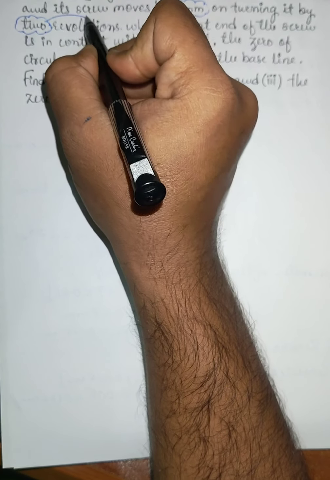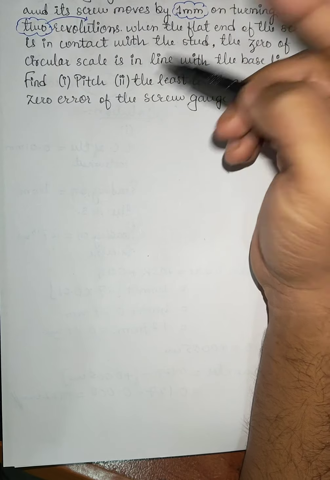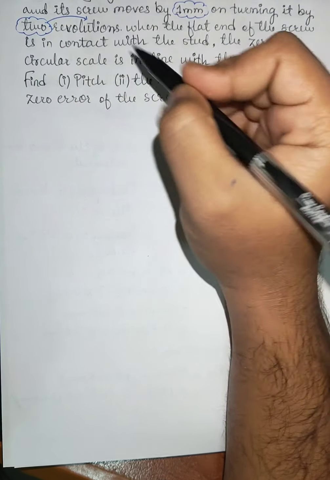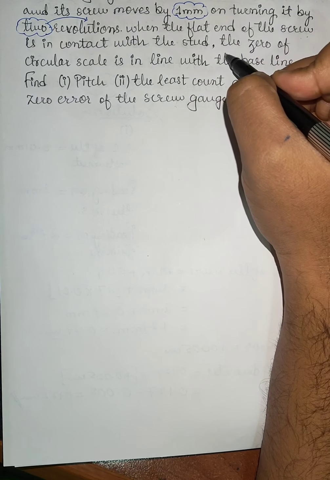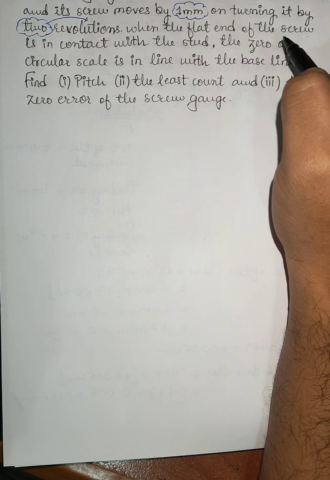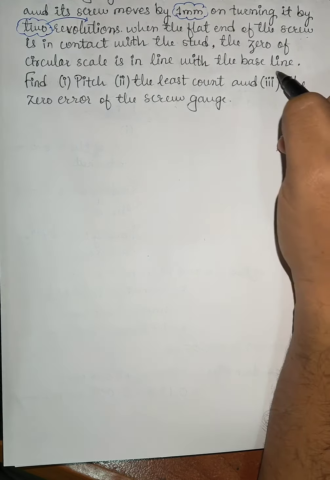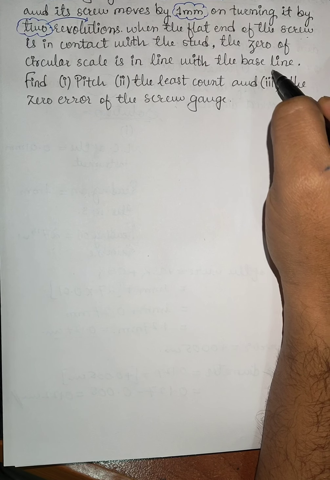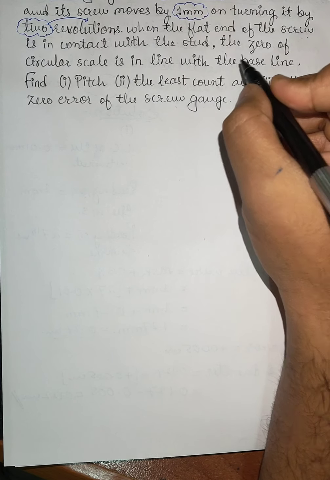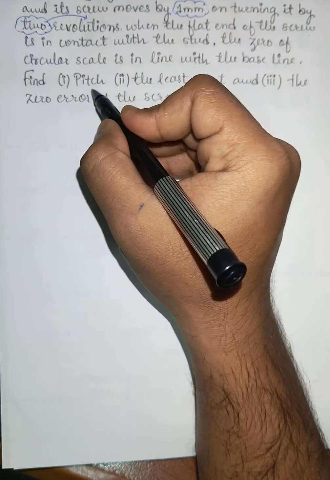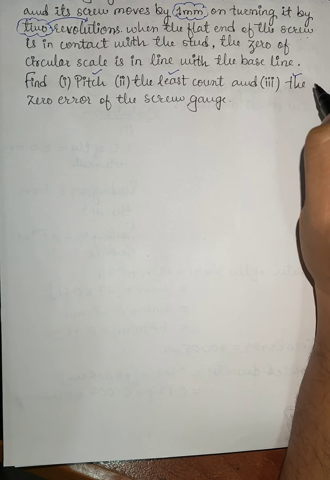So basically we are talking about pitch here, because pitch is the distance moved in 1 revolution. Now we are given 2 revolutions. When the flat end of the screw is in contact with the stud, that means the screw gauge is closed completely, so 0 of the circular scale is in line with the baseline. So we have to calculate the error along with that. They have asked 3 questions: first is pitch, least count, and the zero error of the screw gauge.